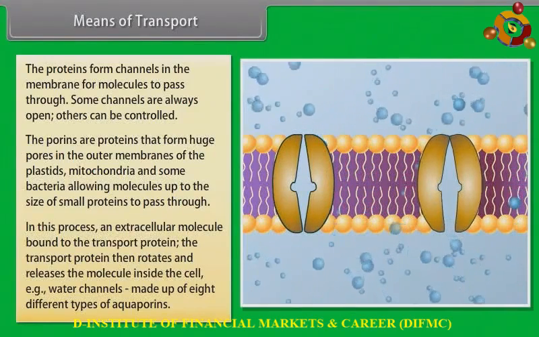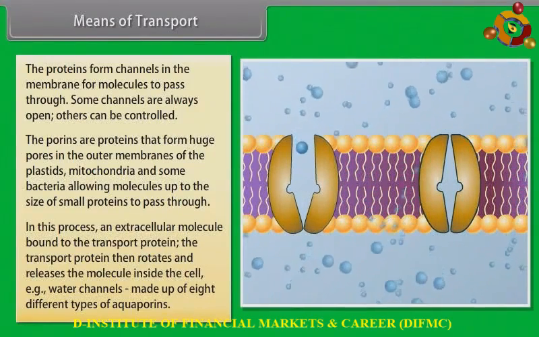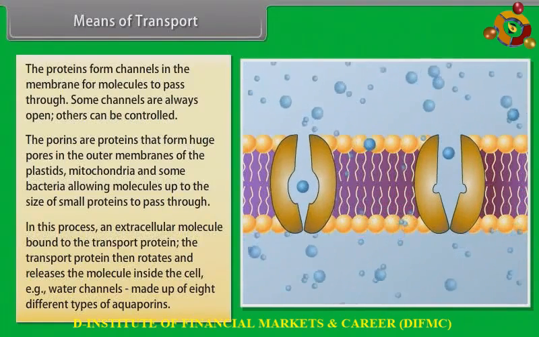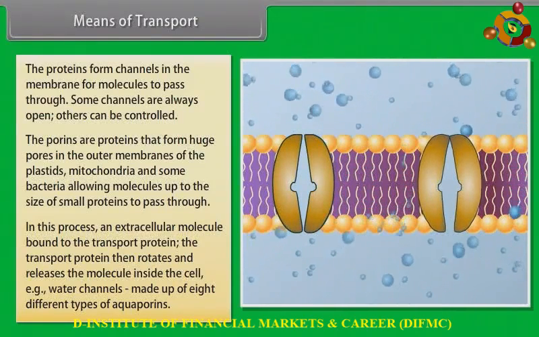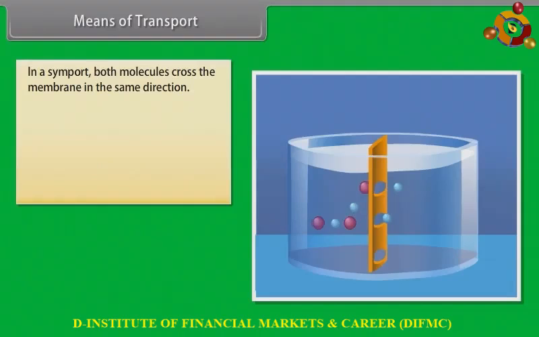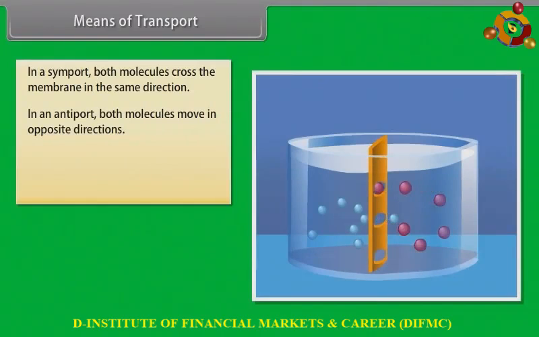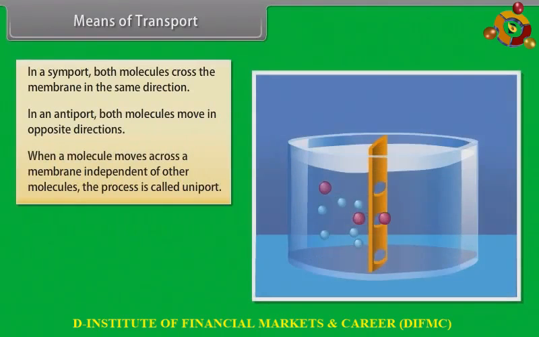In this process, an extracellular molecule is bound to the transport protein. The transport protein then rotates and releases the molecule inside the cell. For example, water channels are made up of 8 different types of aquaporins. Some carrier or transport proteins allow diffusion only if 2 types of molecules move together. In a symport, both molecules cross the membrane in the same direction. In an antiport, they move in opposite directions. When a molecule moves across a membrane independent of other molecules, the process is called uniport.